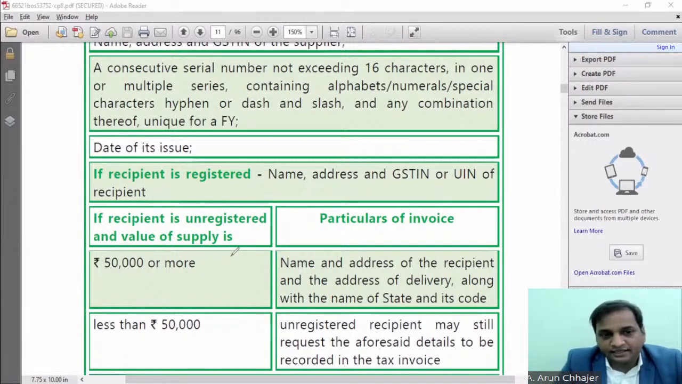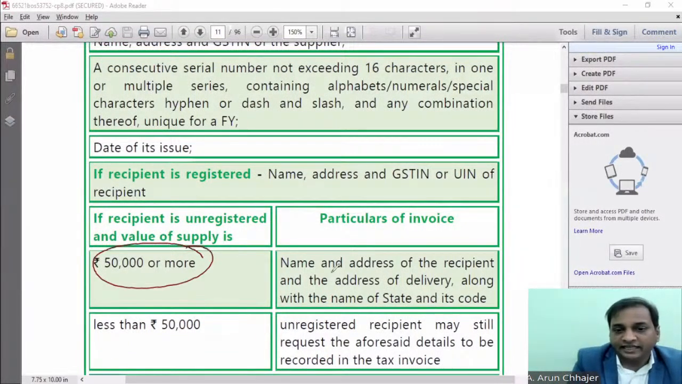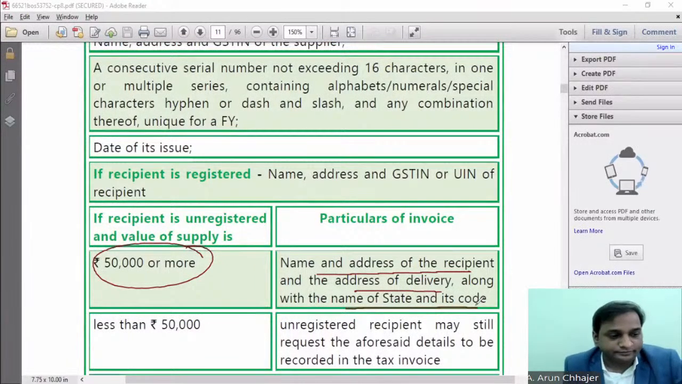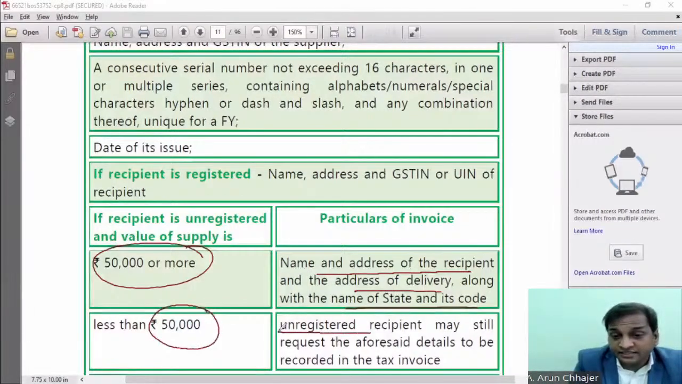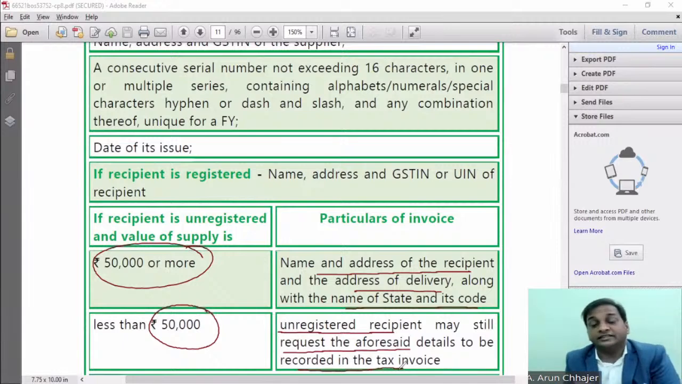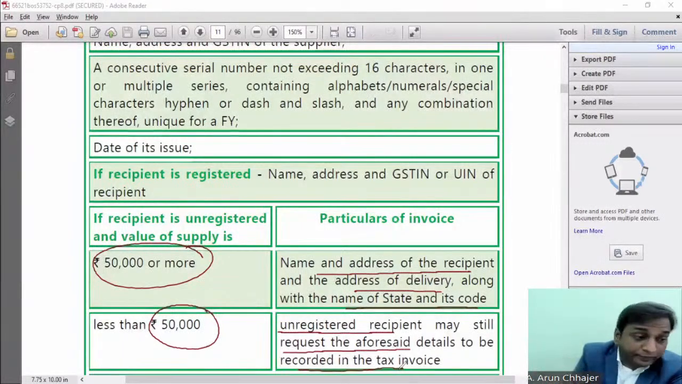If the recipient is unregistered and the value of supplies is 50,000 or more, then the name and address of the recipient, and delivery address along with the name of the state and the code. If the value is less than 50,000, then the unregistered recipient may still request the aforesaid details to be recorded in the tax invoice. Otherwise, I am not required to record these details.